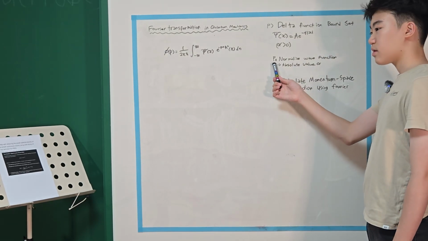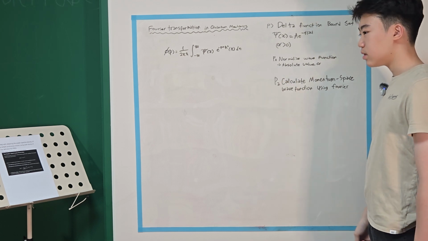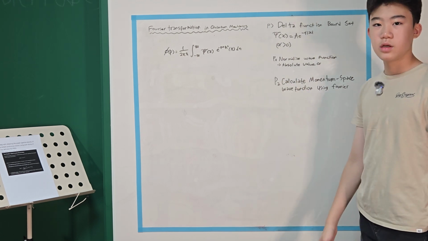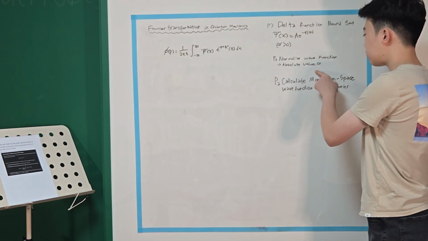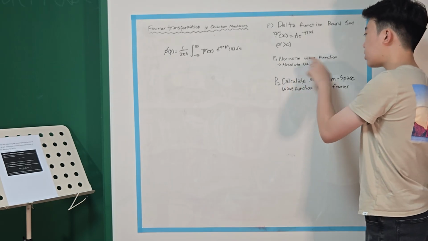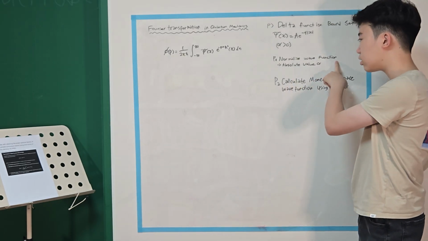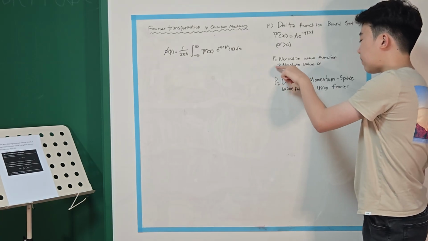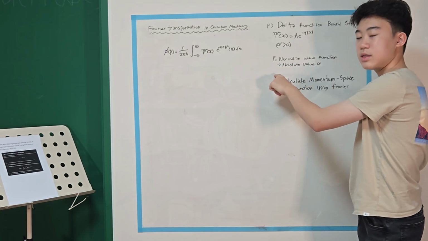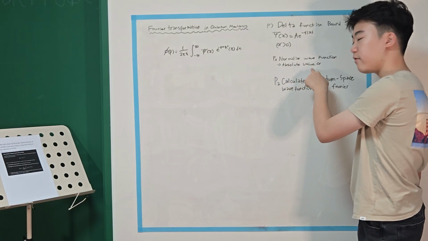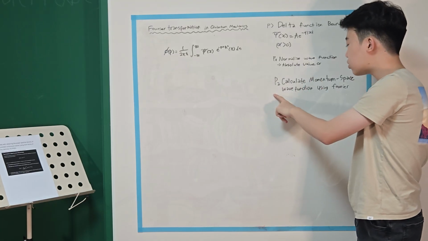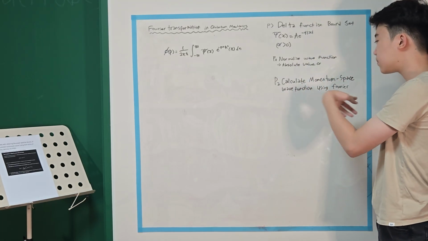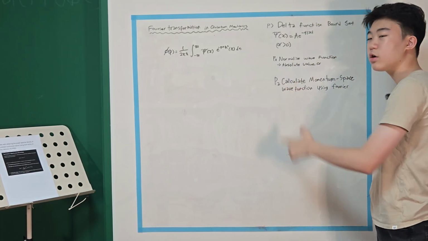So in problem 1, it's going to be to normalize the wave function and absolute value and normalize the wave function. This is the first step we're going to do. This is kind of a hint on what we're going to do. And then the full purpose is to find the absolute value of alpha. And problem 2, we're going to calculate the momentum space wave function using the Fourier transformation.